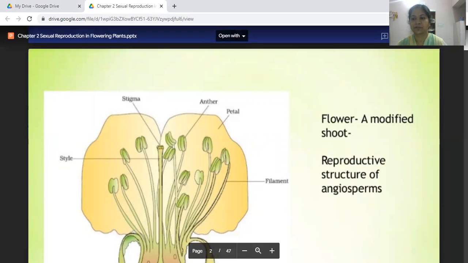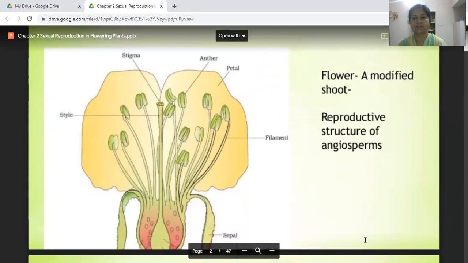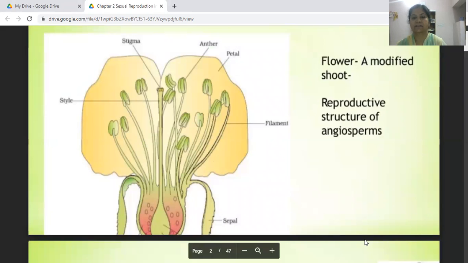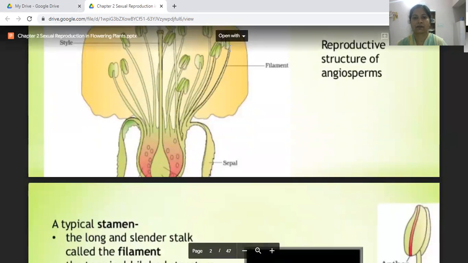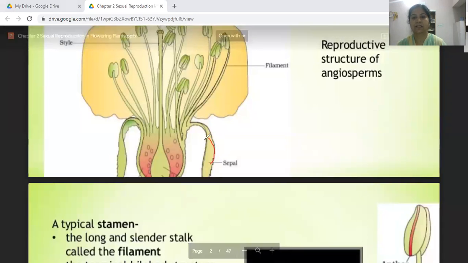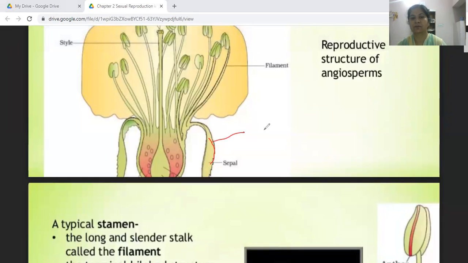The outermost whorl, as you can see, is the calyx. It is the whorl of a group of sepals. Inner to that is the group of petals, which are colorful, called the corolla. Inner to that is a group of stamens called the androecium, and the innermost is the group of carpels called the gynoecium. So the group of sepals, these green leaf-like structures, is called the calyx.